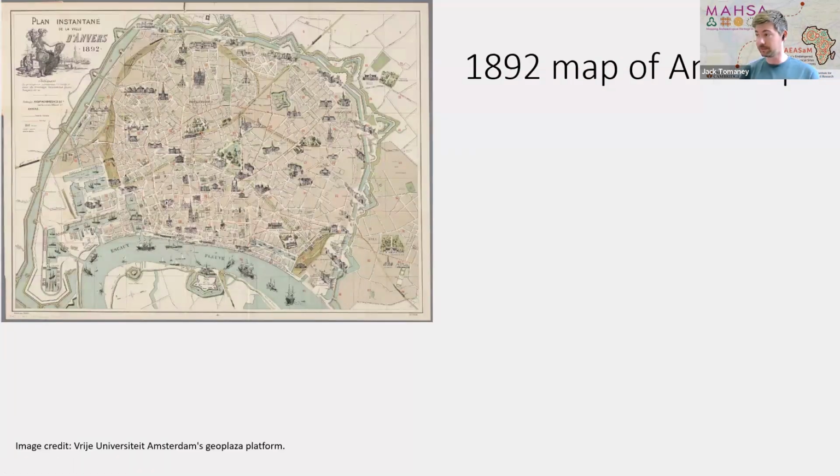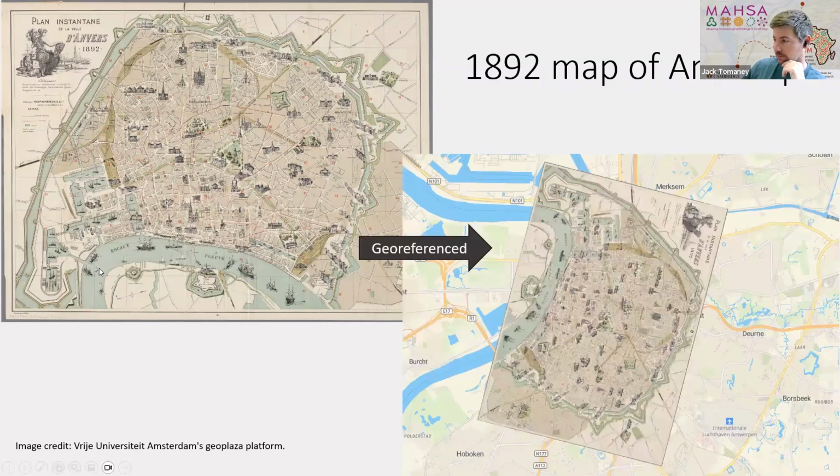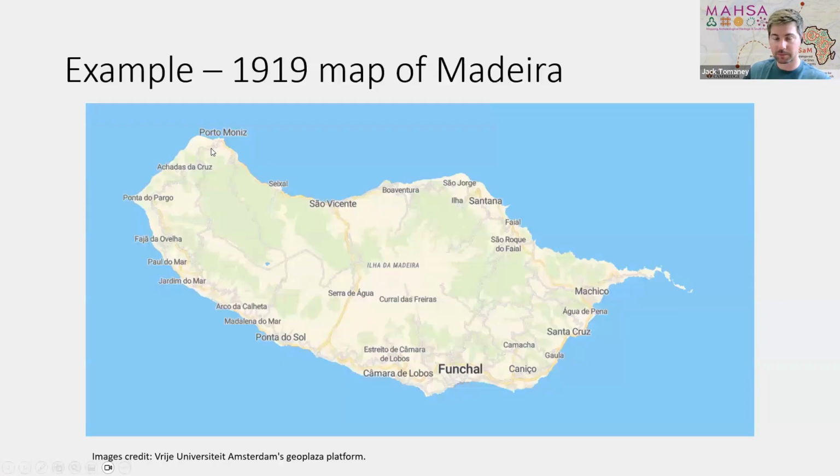Just a random example of this is this 1892 map of Antwerp in Belgium. You can see here it's just a map, kind of with no geographical information attached to it. But once we georeference it, we can then overlay this on a modern map, and we can use this for analysis amongst a modern map.